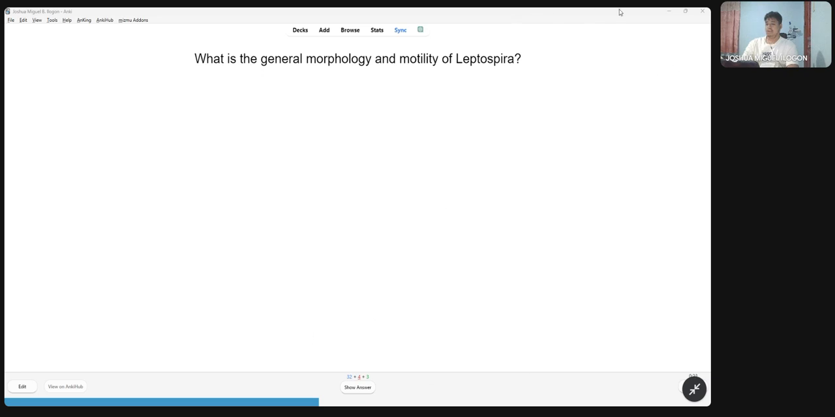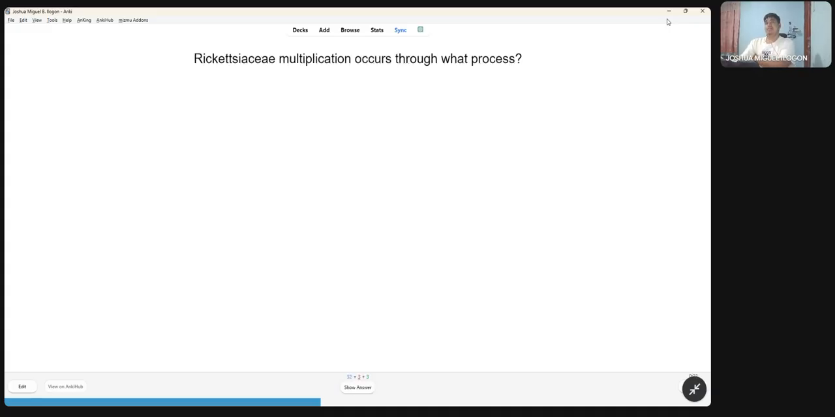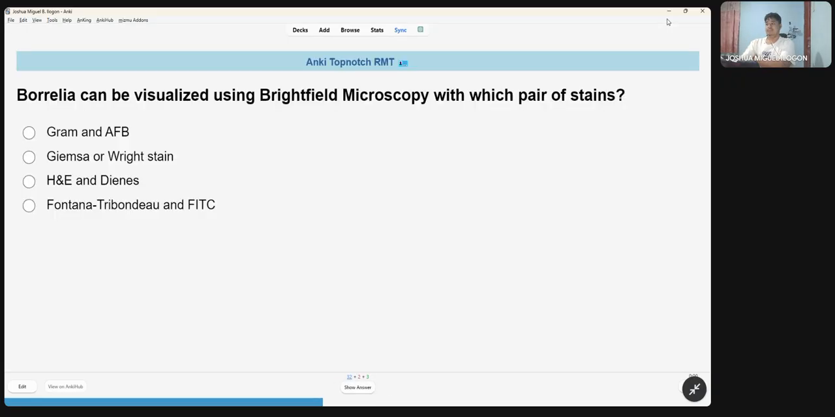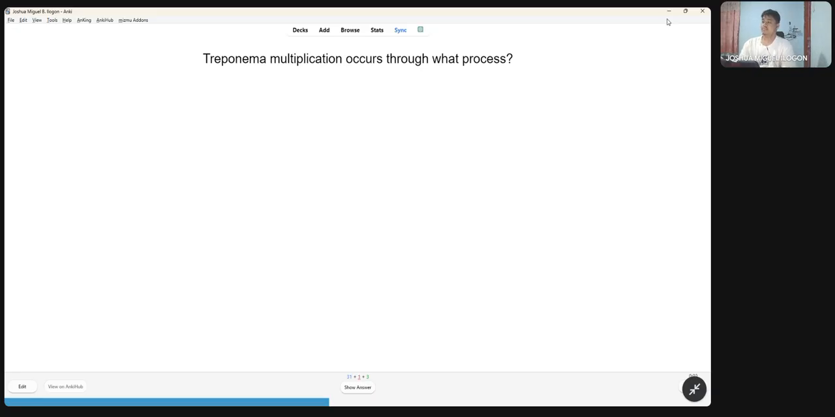So, what are we looking at? Spinning motility. Morphology is hooked ends. Alright, we can see it's binary fission. Borrelia. Present in ureaplasma but absent in mycoplasma. Transverse fission. Right.